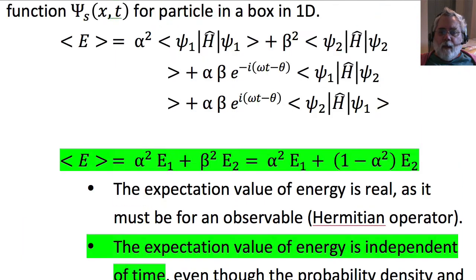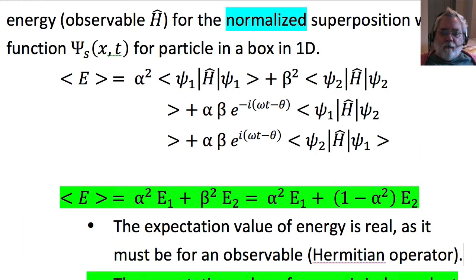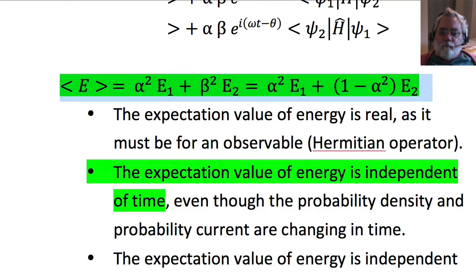Now how do we know that? We get that from this expectation value. The expectation value of energy E is alpha squared times E1, so alpha squared is the probability of us getting E1, plus beta squared E2. Beta squared is the probability of getting E2.